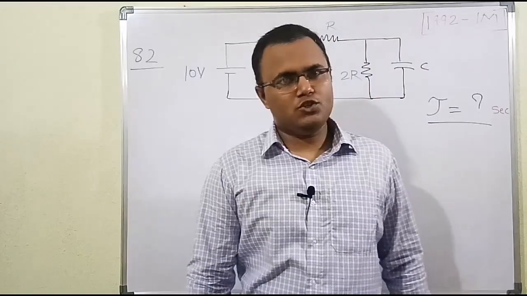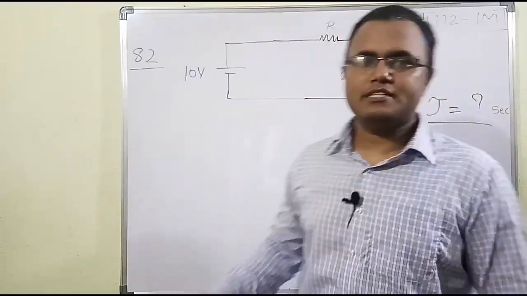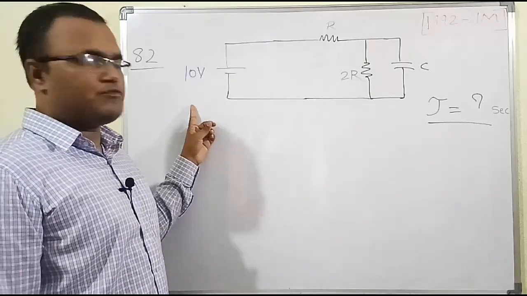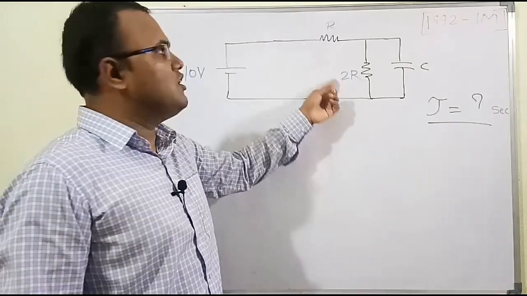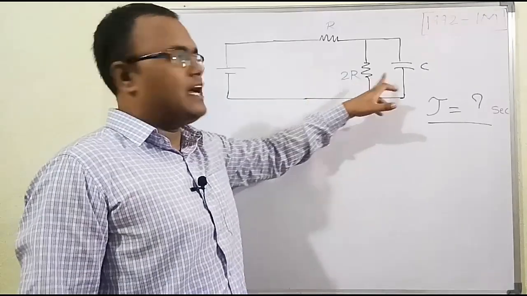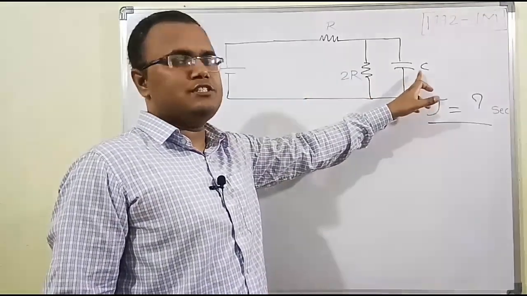Now move forward to do another numerical. The numerical number is 82. In this numerical, there is an ideal voltage source of 10 volt and there are two resistors, R ohm and 2R ohm, and there is a capacitor of value C.